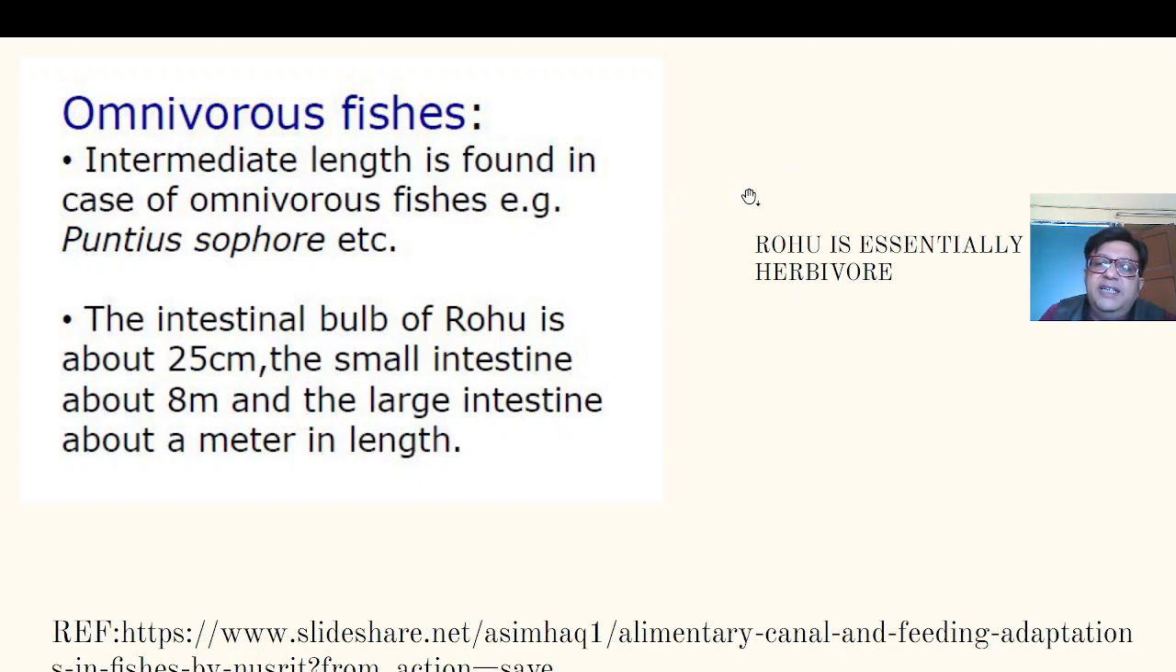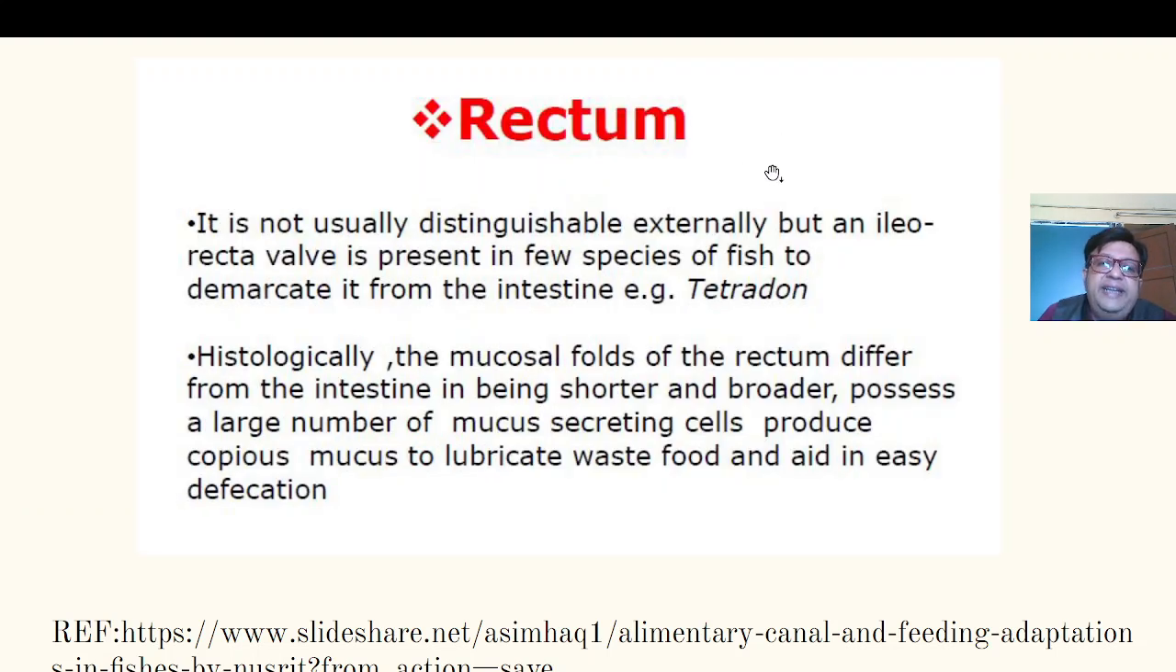Rohu is essentially a herbivore. The rectum is not usually distinguishable. Go to the next one. It is distinguishable externally, but an ileorectal valve is present in a few species of fish to demarcate it from the intestine. Histologically, the mucous folds of the rectum differ from the intestine in being shorter, broader, and possessing a large number of mucus-secreting cells, and they produce copious amounts of mucus to lubricate waste food and aid in easy defecation.